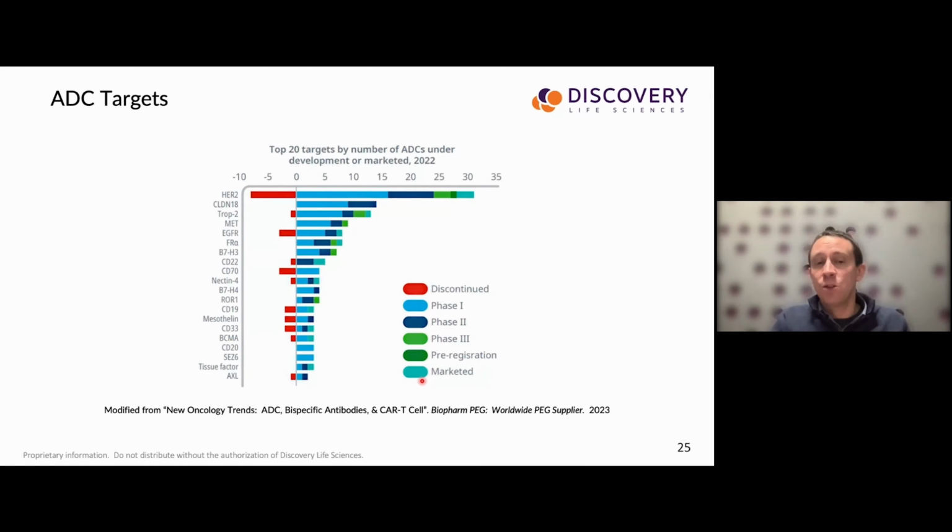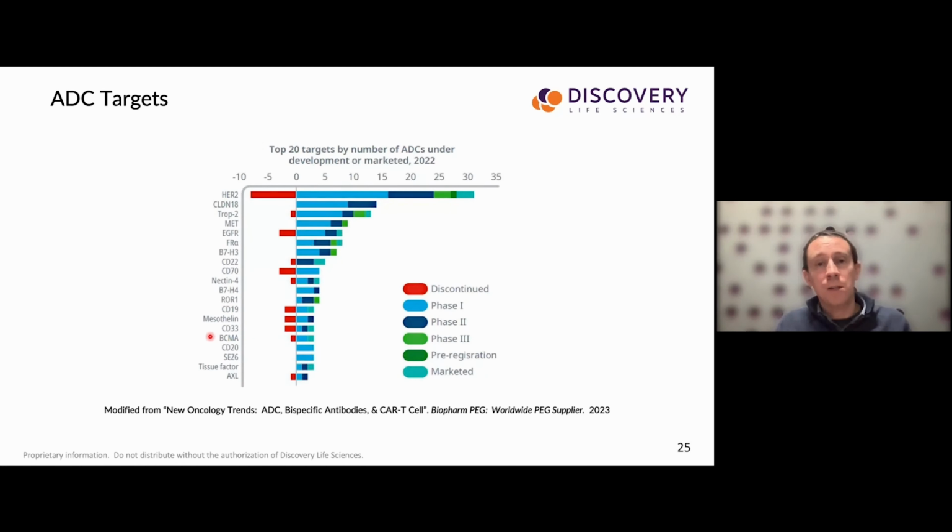And the reason I like this is it shows not only the number of ADCs that are going to the market or in various phases, but how many of them. For example, HER2, very popular target, a lot of work being done to focus on antibody drug conjugates against HER2. Now, these top 20 targets do have some non-solid tumor targets on them, things like CD22, CD19, BCMA. Those are focused more on our hematological malignancies, multiple myelomas, AMLs.